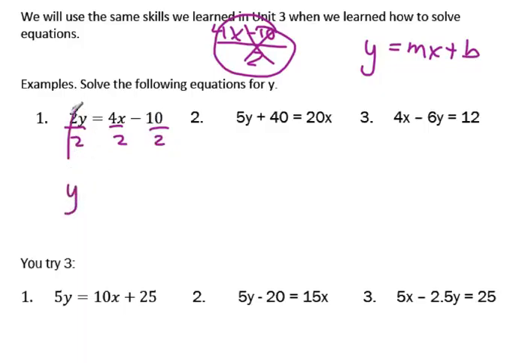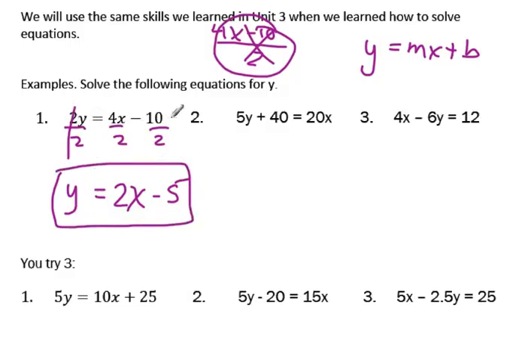All right, back to the example. Here we go. So the 2 over the 2 cancel. You get y. You get an equal sign. 4 over 2 is 2. The x hangs out. And you have a negative 10 over 2. That's negative 5. So this equation is equivalent to the equation that was given, except it is now in slope-intercept form. It's in y equals mx plus b. So your directions from here will just say solve for y, so that's what we're doing. Let's look at number 2.